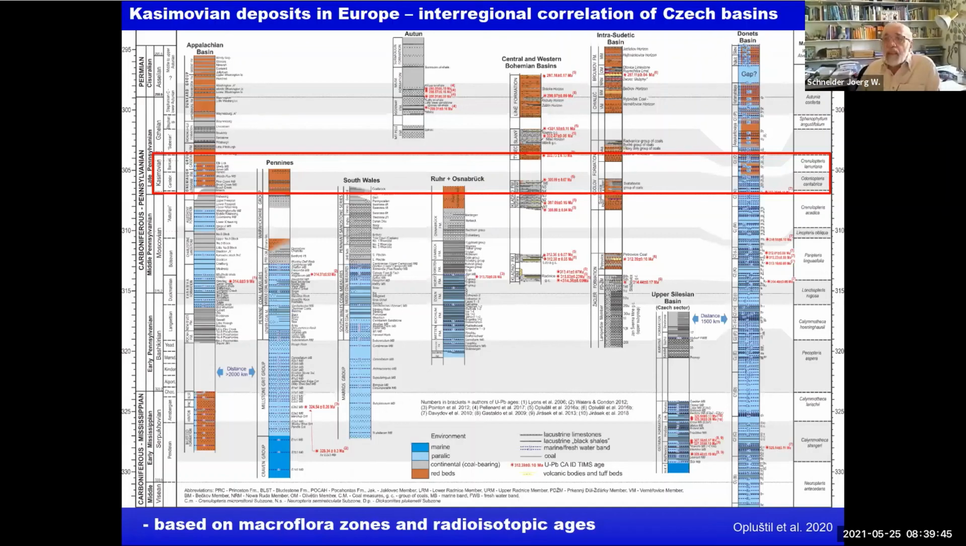Additionally, we see this increasing appearance of red beds. So it may be an interference of tectonics and climate. Sedimentation of wet red beds starts already in the late Moscovian, but gets pronounced in the Kasimovian. So most possibly an interference of tectonics and climate.